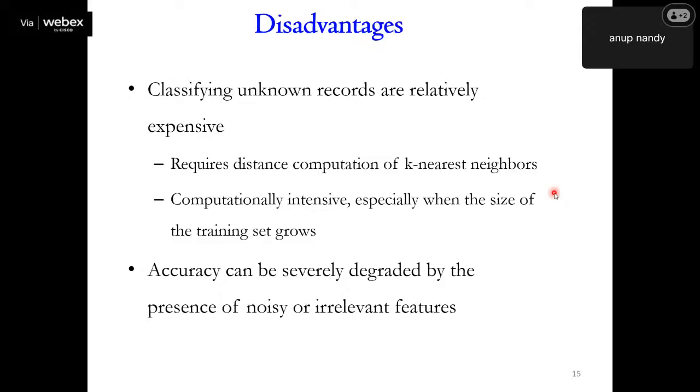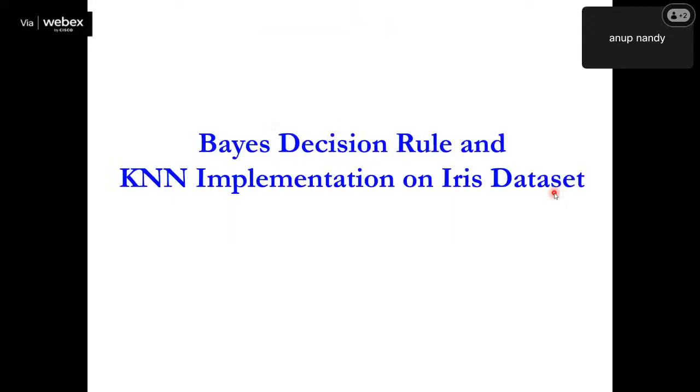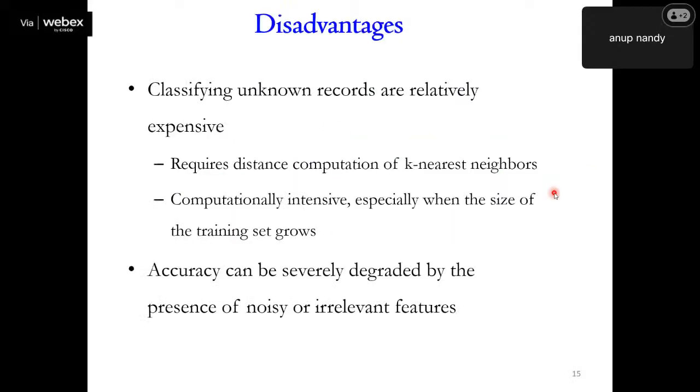It is computationally intensive, especially when the size of the training set is too large. You always have to calculate the distance. Mind you, in KNN the distance function is Euclidean, not non-Euclidean. The accuracy can be severely degraded by the presence of noise. Obviously, there is a great disadvantage if any noise or irrelevant features are there, then it is going to be degraded. So these are the things.